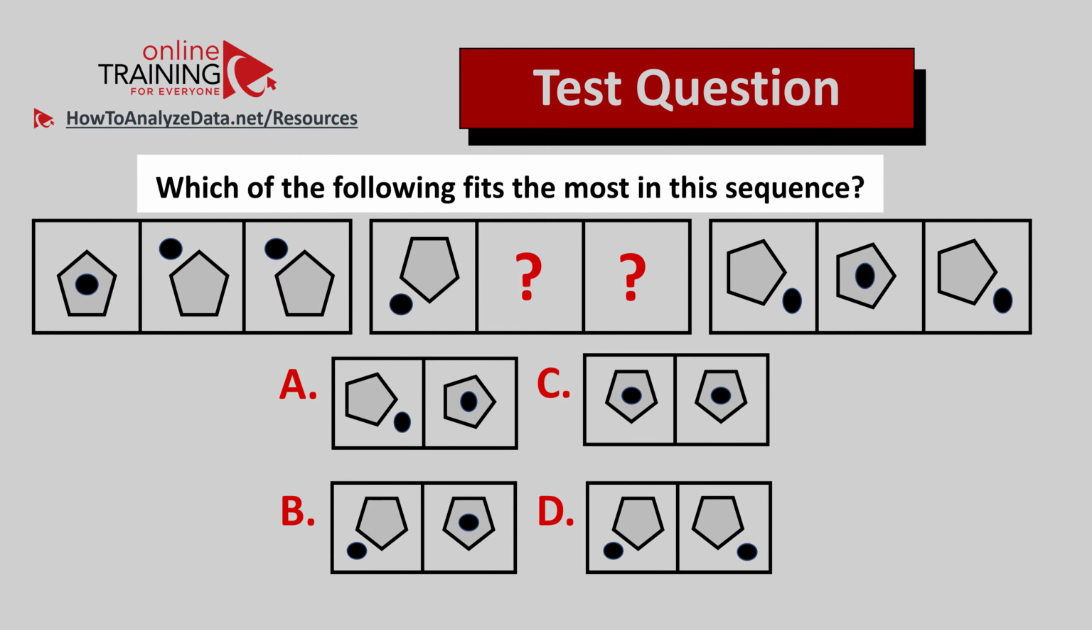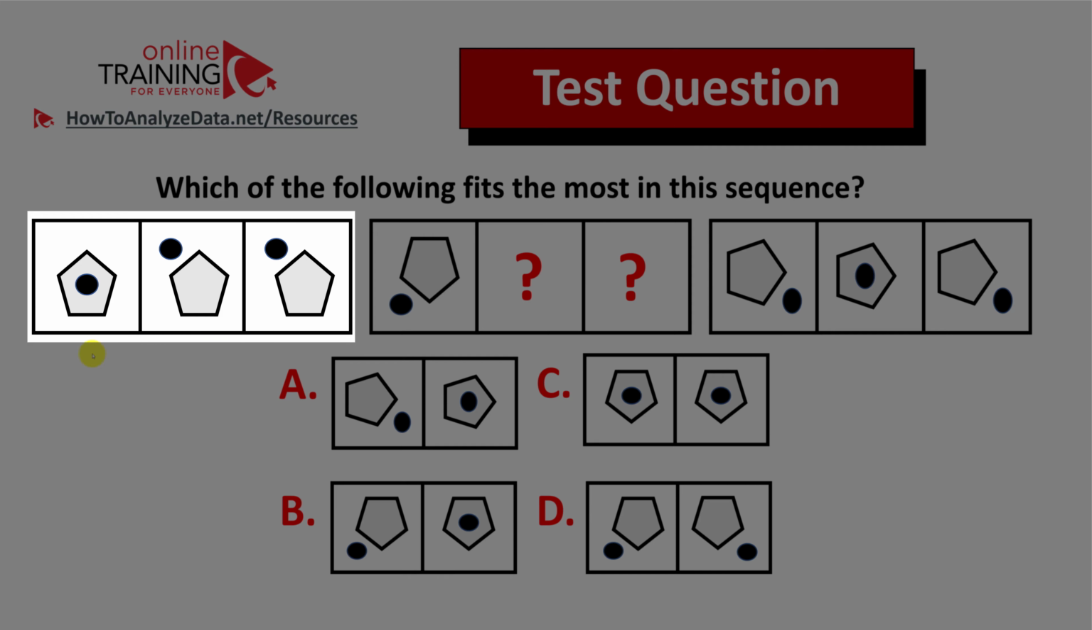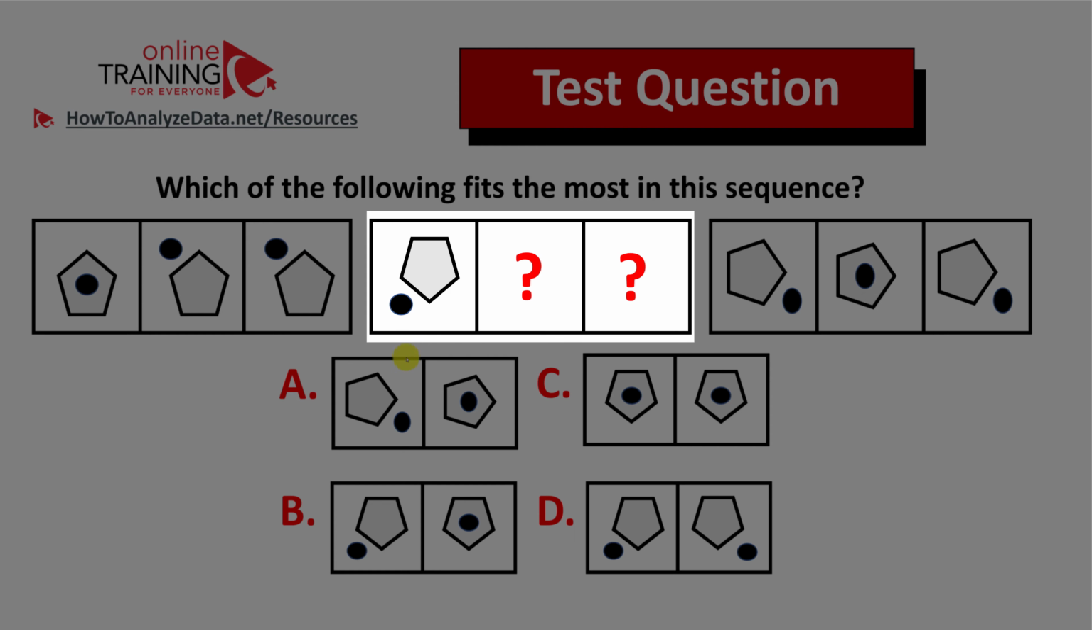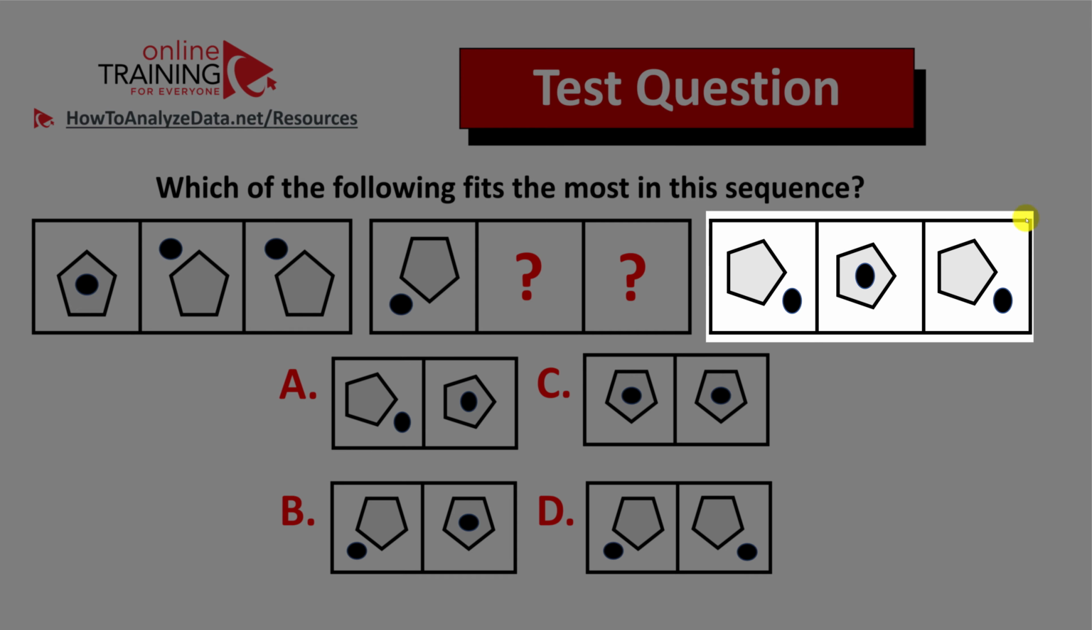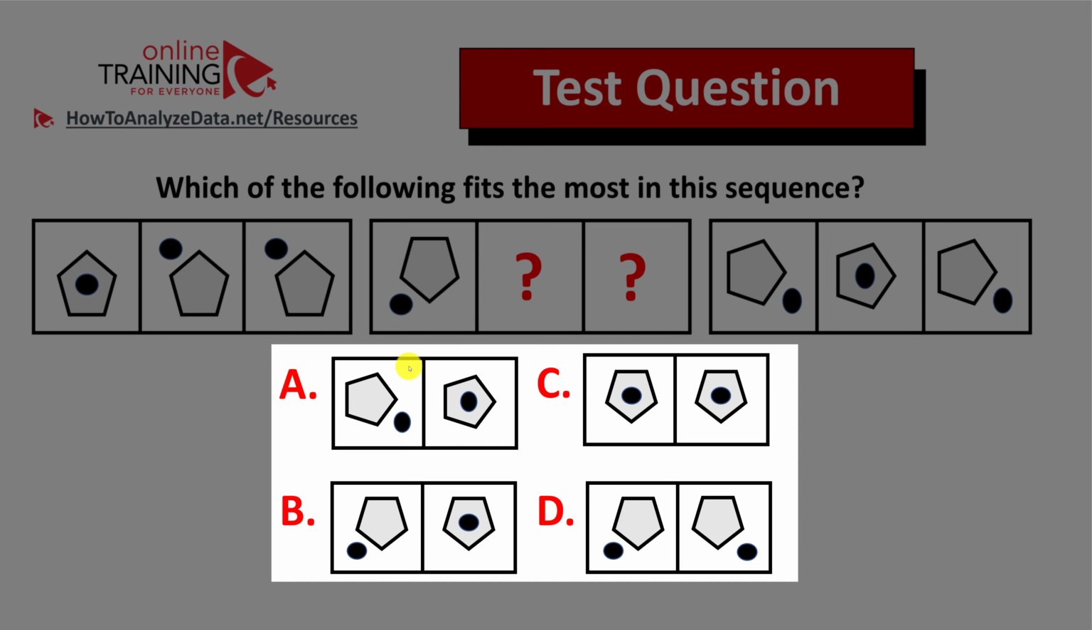Here's the question. Which of the following fits the most in the sequence? You're presented with the sequence of objects. The first object has 3 squares with different shapes inside. Second object also has 3 squares with different shapes inside, but 2 of the squares are missing, and this is what you would need to figure out. There is also a third group of squares which is present here in the question. You have 4 different choices. Choices A, B, C, and D. Do you see the missing items?